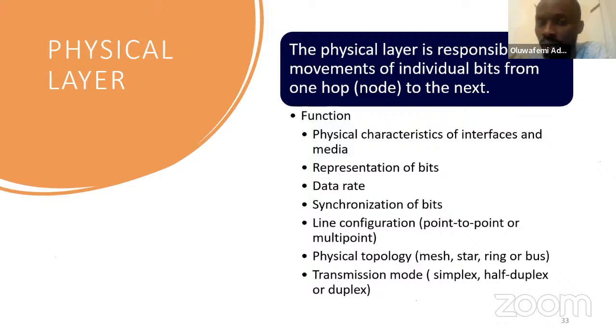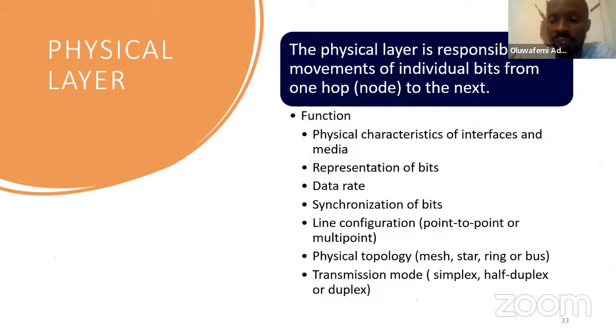Do you understand? Now, physical characteristics of the interface and medium: representation of the bits, data rate, synchronization of bits, line configuration, point-to-point or multipoint, physical topology, mesh, star, ring, or bus, transmission mode, either simplex, half duplex, or full duplex. So what this means is, how do I communicate to the next guy? Am I sending data to you once? What simplex, half duplex, and full duplex mean is that when you hear simplex, it's normally common with the bus topology. It means that I'm sending data to 5 computers, right? And it's going on a straight wire, like a bus. Do you understand?